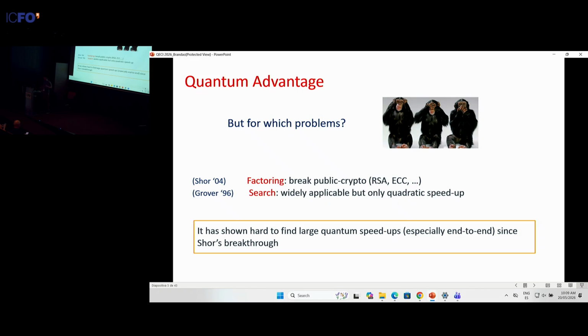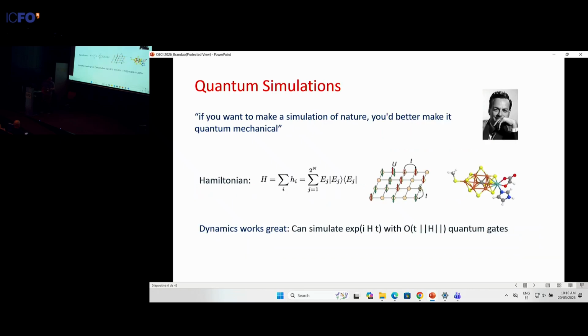There is, of course, a lot of work on many other examples. These are the most famous ones. But definitely, it has been shown to be hard to find large quantum speedups, especially once you consider this kind of end-to-end analysis, where we really want to think about practical considerations, since Shor's algorithm.